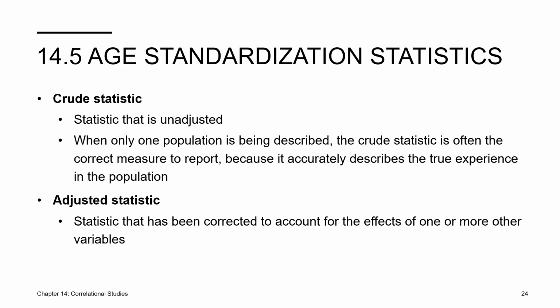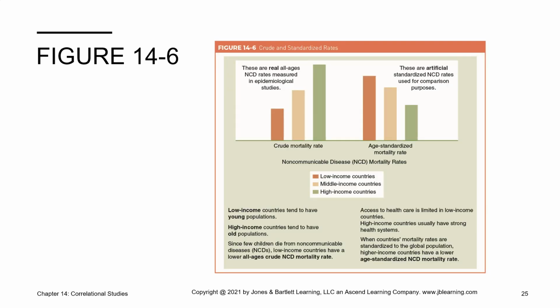So figure 14.6 goes over crude and standardized rates, and it talks about the differences here in low, middle, and high income countries. So this gives you a really good example of using age standardized mortality rates.